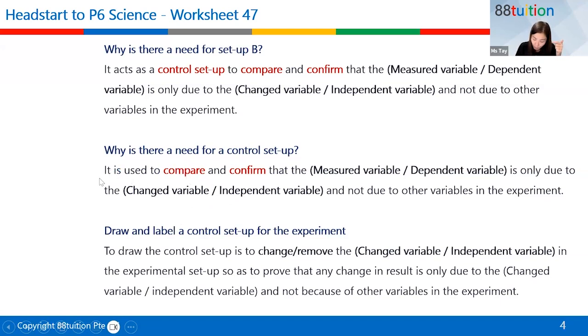So control setup over here is used to compare and confirm. You see that I put these words in red, compare and confirm that the something, which is the change, which is the measured variable, all right? The measured variable is like that because of the change variable and not due to other variables in the experiment. So if you can have these statement being used to answer that question, it will be good. So it is used to compare and confirm that something is due to another thing and not because of other variables in the experiment.